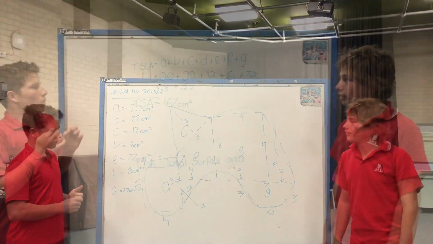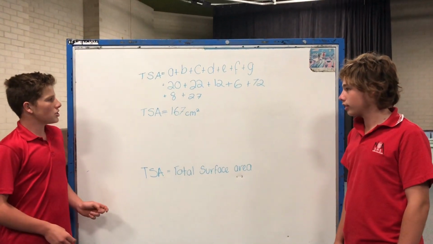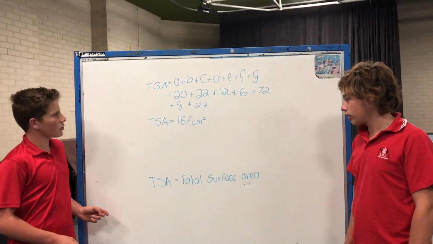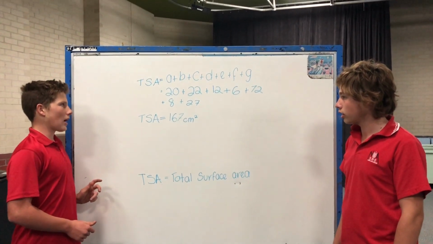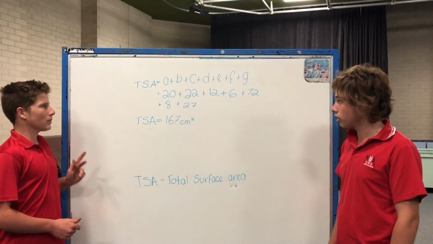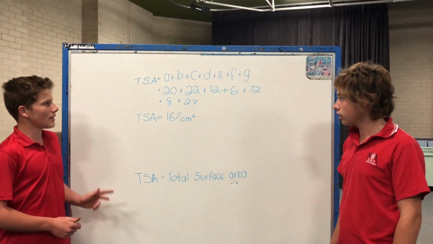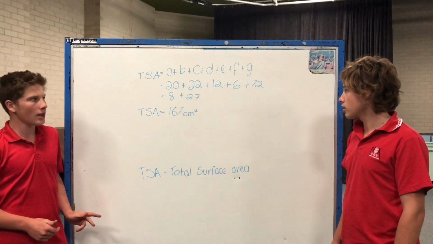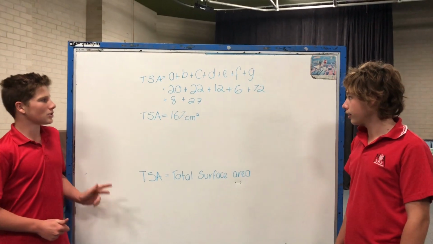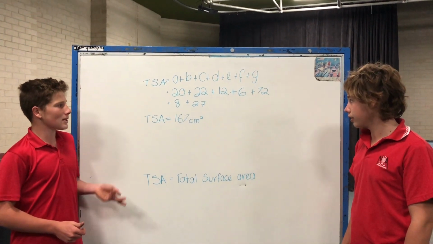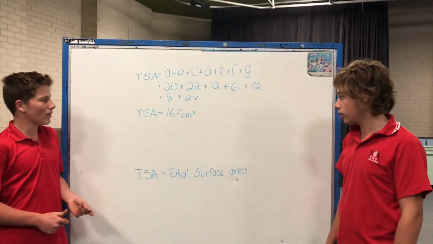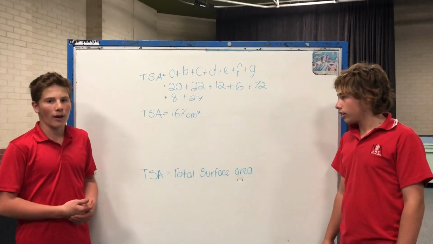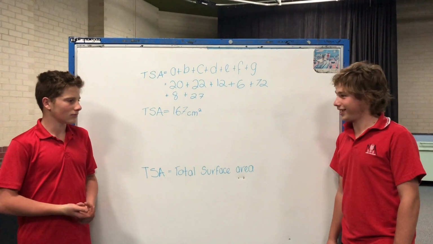Okay, thank you. We find the area of this shape using a TSA, or total surface area, which adds all the areas of our shapes: A plus B plus C plus D plus E plus F plus G, which equals 20 plus 22 plus 12 plus 6 plus 72 plus 8 plus 27, which gives us a TSA of 167 centimetres squared. Thank you, that is so interesting.